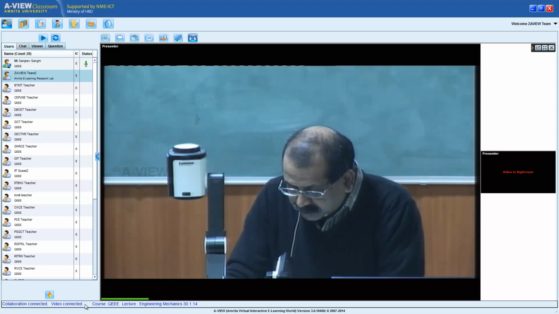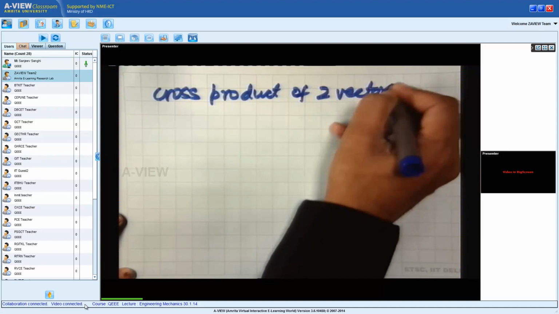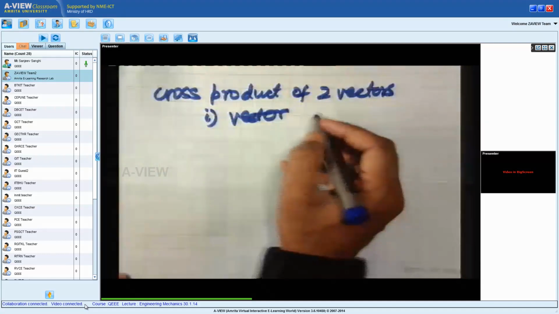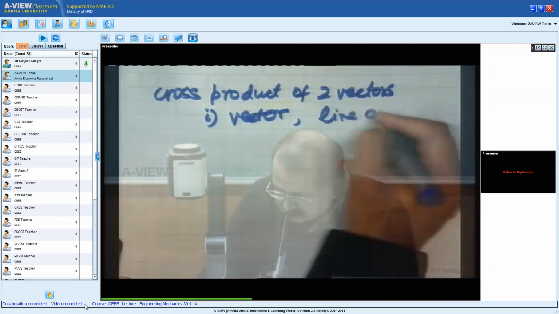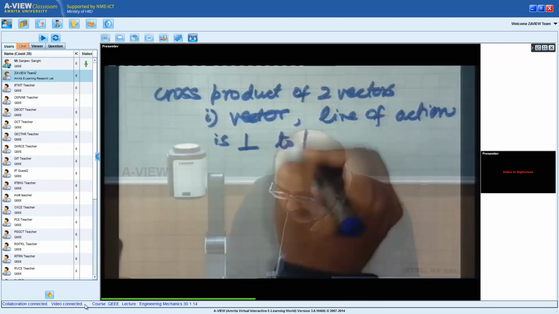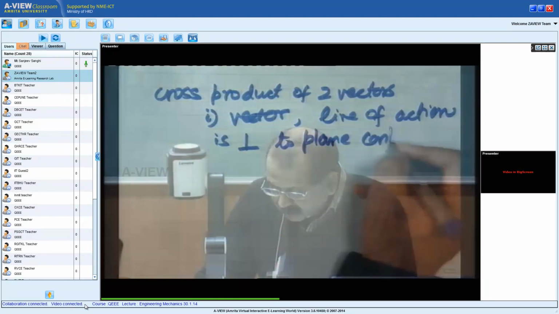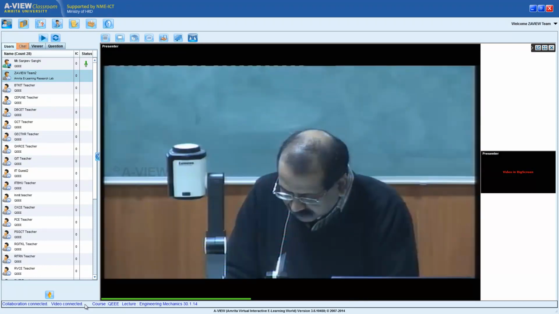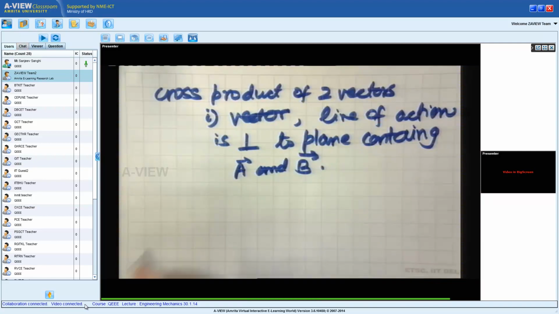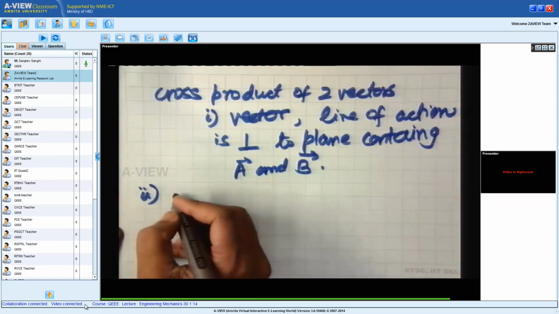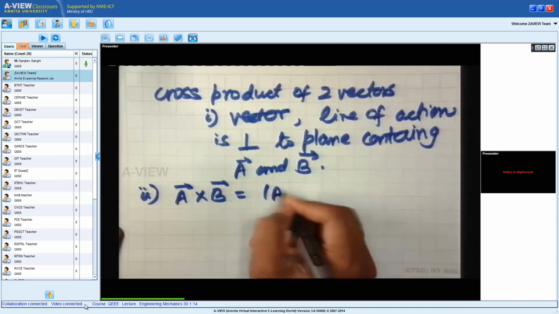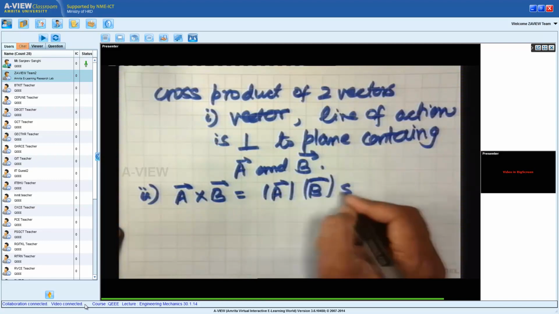The cross product of two vectors, firstly, is a vector, and its line of action is perpendicular to the plane containing vector A and vector B. Secondly, if you look at the magnitude of A cross B, as we said, this is equal to magnitude of A, magnitude of B, sine theta.